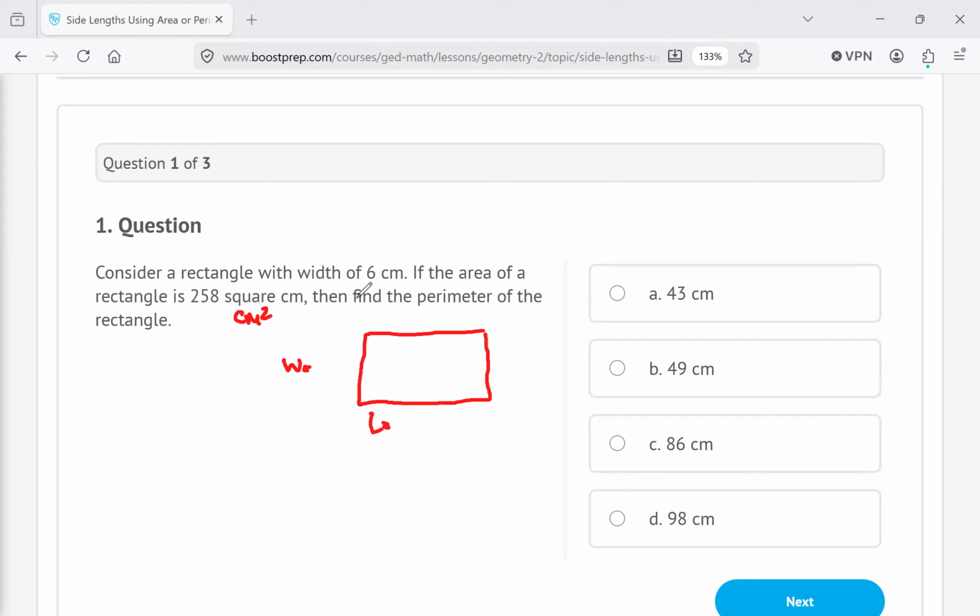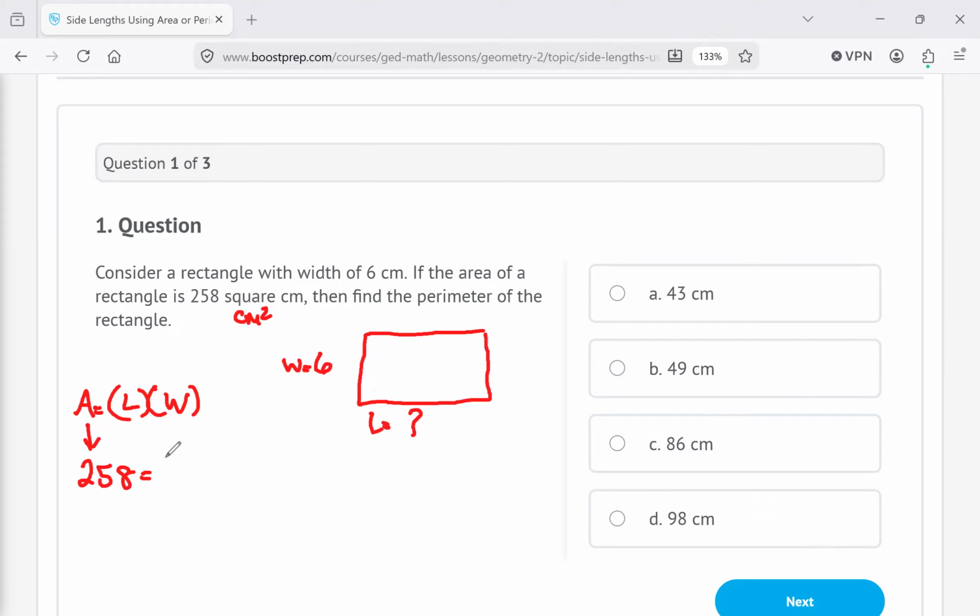So consider a rectangle with the width of 6 centimeters. So our width is 6. Do we know our length? No. So this is where we're going to have to use these two formulas. One of the formulas deals with area. So what is the area of a rectangle? It is length times width. And the area of the rectangle is 258.